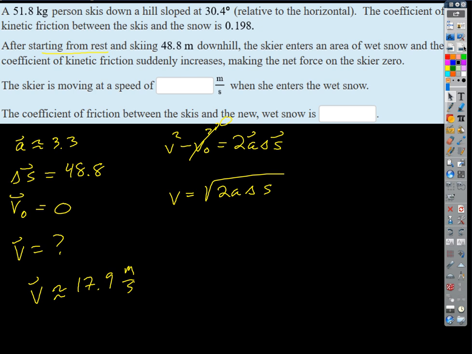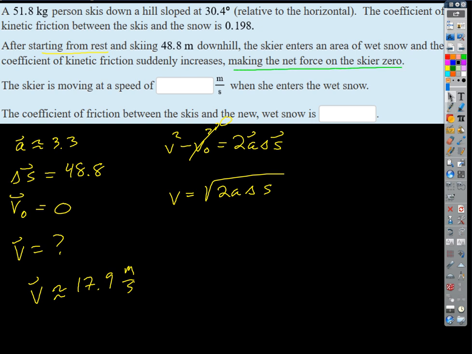Acceleration. Okay, the acceleration has changed. Now in part 2, what's really important about part 2? The frictional coefficient changes. Yeah, and in particular, what's going on here? There's a really important part of this: the net force is 0, making the net force on the skier 0.